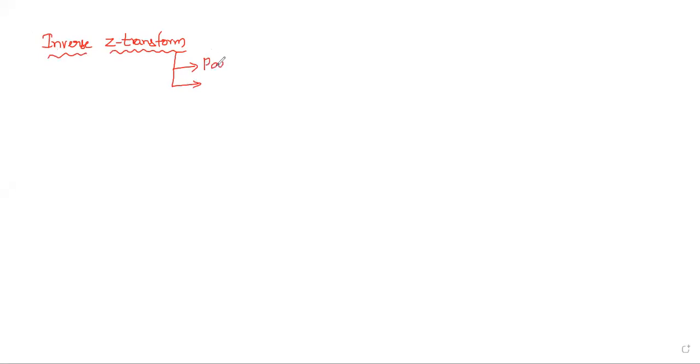One is the partial fraction method. Another one is the long division method, or we can say the power series method. That means you just need to divide it.